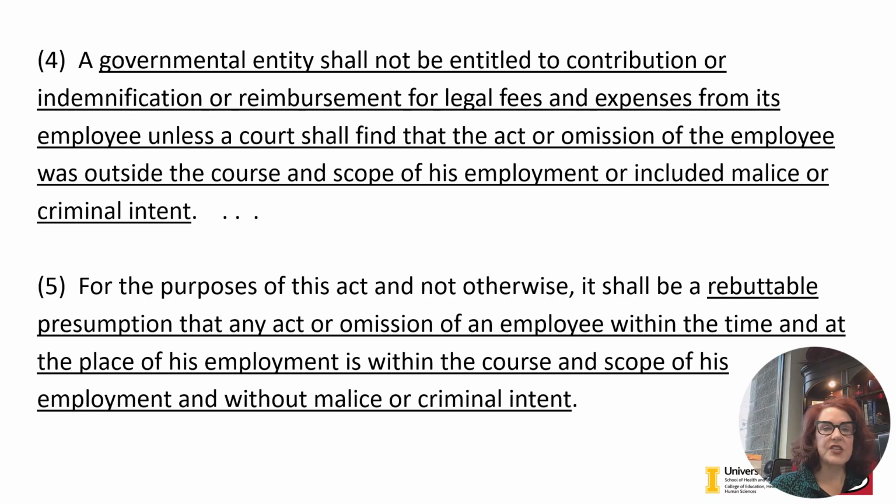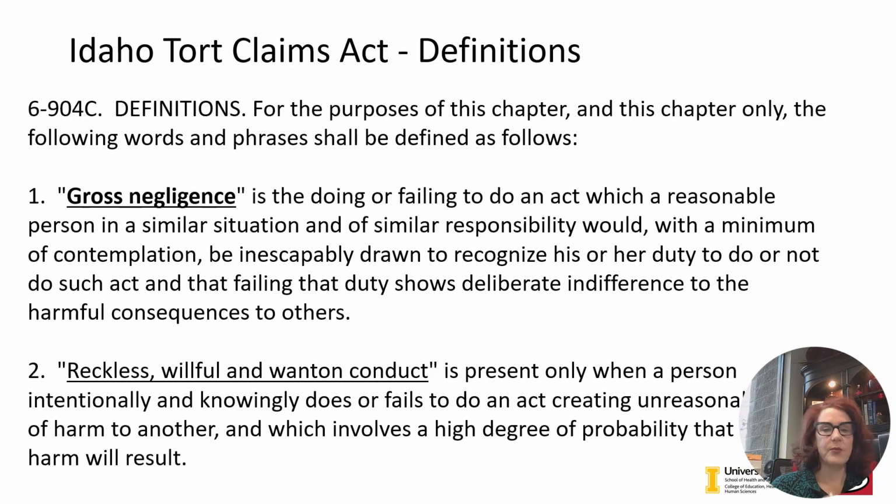Now, there are some definitions in the Tort Claims Act that we're just going to touch upon briefly. Gross negligence is a big one. So if it's something that is an action or omission that a reasonable person in a similar situation would do without even really thinking about it, that it's an obvious, it's a recognized thing to do, it could fall under that definition of gross negligence if you have failed to engage in that duty or have shown deliberate indifference to the consequences of harm to others.